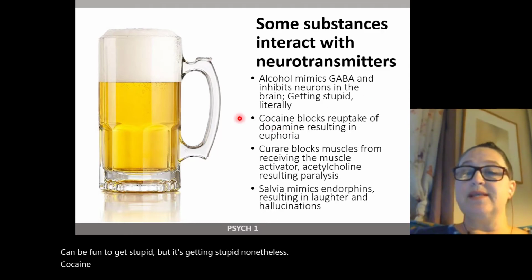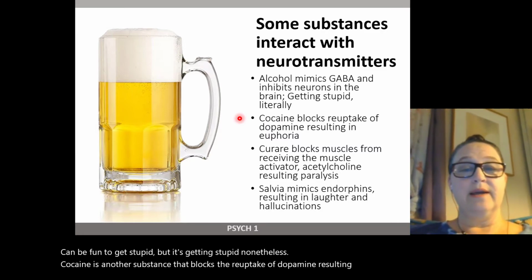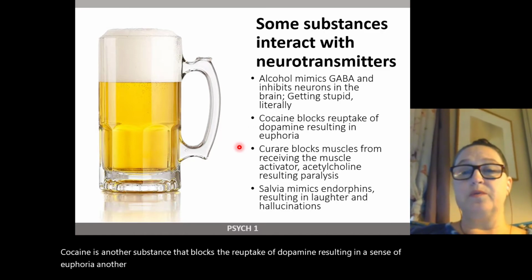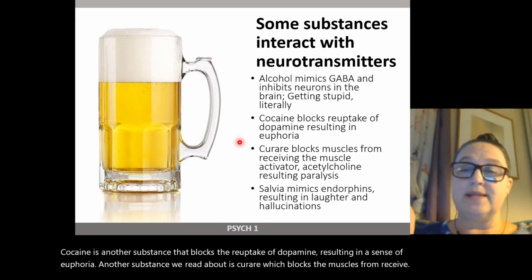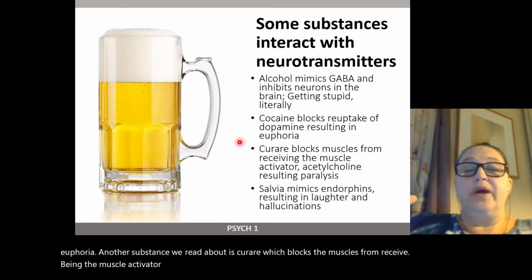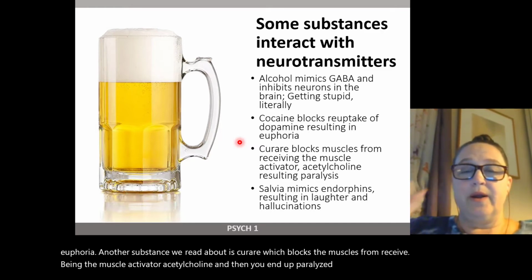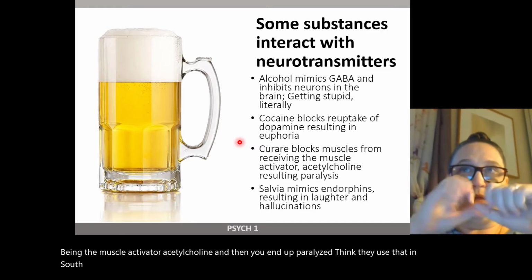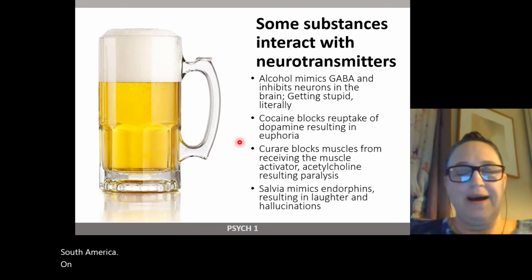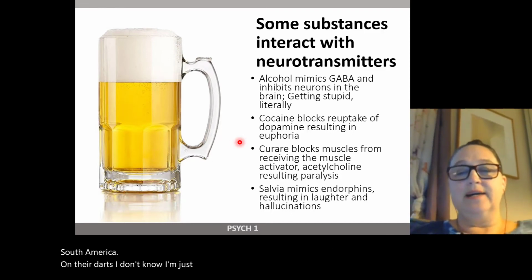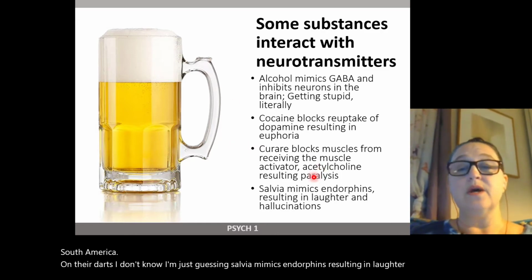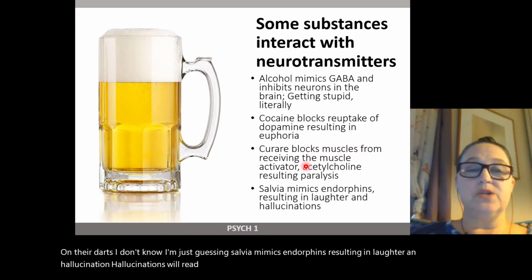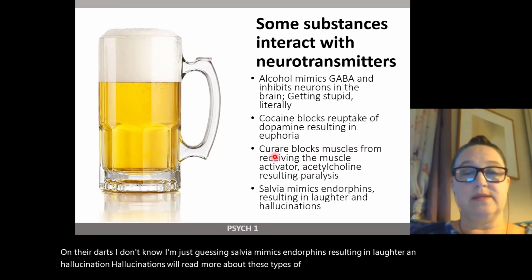Cocaine is another substance that actually blocks the reuptake of dopamine, resulting in a sense of euphoria. Another substance we read about is curare, which blocks the muscles from receiving the muscle activator acetylcholine, and then you end up paralyzed. I think they use that in South America. Like on their darts. I don't know. I'm just guessing. Salvia mimics endorphins, resulting in laughter and hallucinations. We'll read more about these types of hallucinogens later this semester.